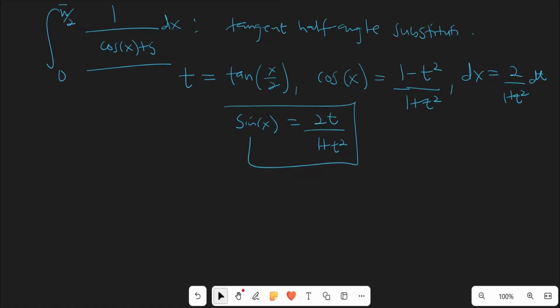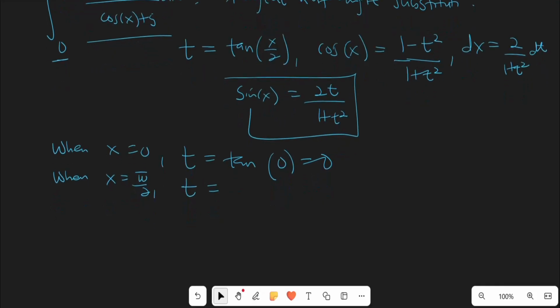What about the change in limits? When x is equal to 0, which is the lower limit, what will be the value of t? t is going to be tan of x over 2. 0 over 2 is 0, tan of 0 is 0. What about the upper limit? When x is equal to pi over 2, we have t equal to tan of pi over 2 over 2. That is tan of pi over 4. So tangent of pi over 4 is 1. That is tan 45. So our limits will change from 0 to 1.